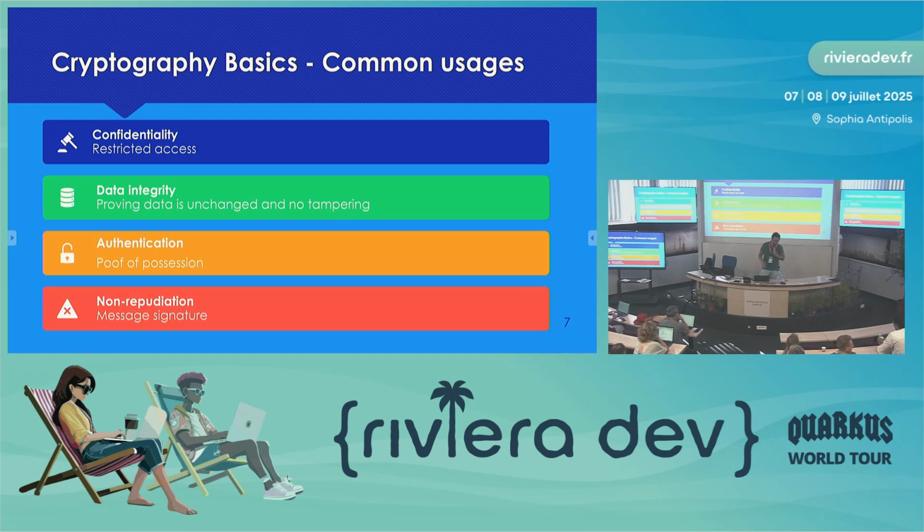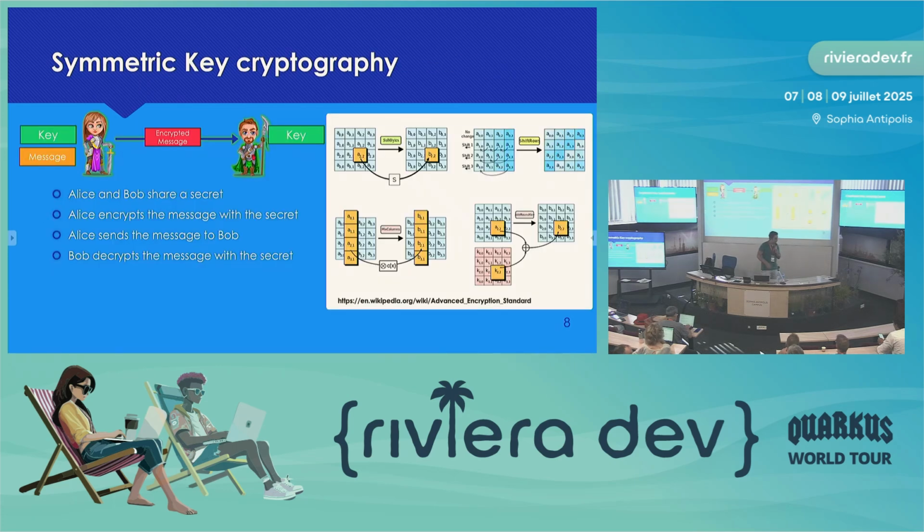We use it also for integrity, to be sure that no one tampered with the message or this encrypted message, or the message that I'm signing for you, so that no one is going to change the content without me and you knowing it. We use it also for authentication and non-repudiation. We'll see examples afterwards. So the very basic thing that we are all used to is symmetric cryptography.